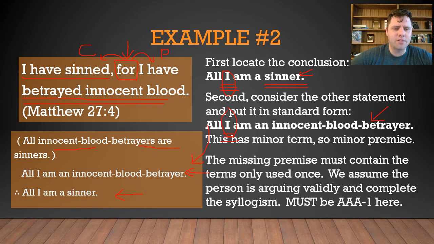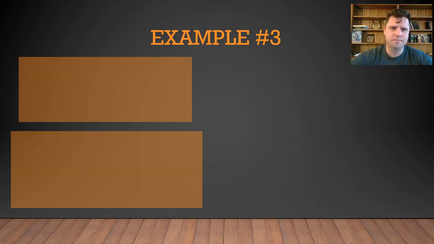And then all we have to do on the first statement is we write all here, because it fits with the standard form here for a valid syllogism. And then we're using this word innocent blood betrayers and sinners. And in this case, the point that's being made is that everyone who betrays innocent blood is a sinner. And so writing it this way makes it a valid syllogism, and we've discovered even the implied premise.